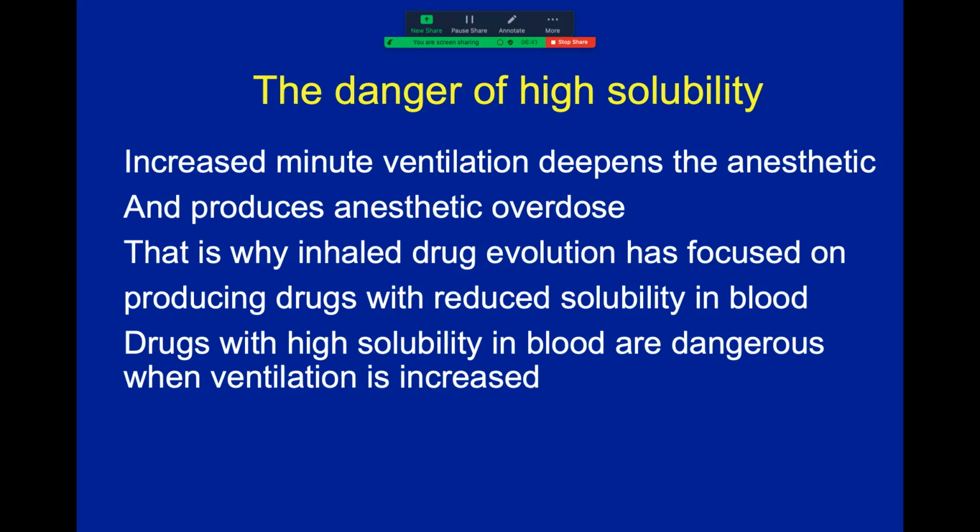Now, many of us practiced in the era of halothane. It was a wonderful drug for inhalation induction in children, but now and then a patient didn't survive the process. And usually it had something to do with hyperventilation at a time that wasn't expected. Let's look at a simulation of exactly that happening.